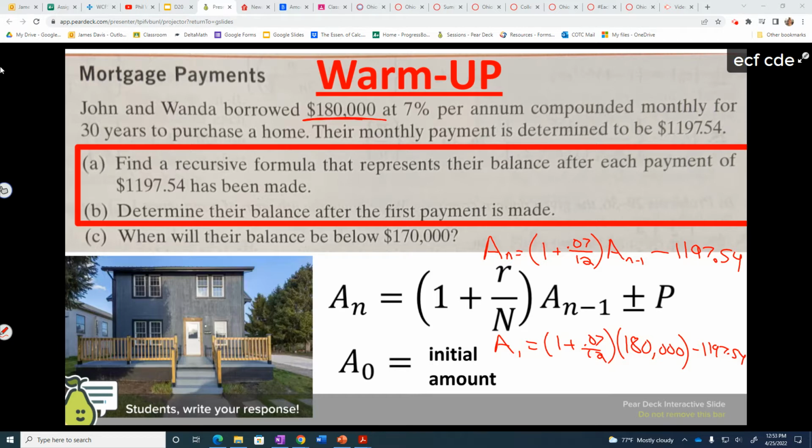Alright, so this first payment, you didn't have to plug anything special in your calculator other than this. Just plug this in exactly, that'll give you a sub 1, because this is your interest part, this is your previous balance, a sub 0, and then this is your payment. And when you do that, this is what you get: 179,852.46.